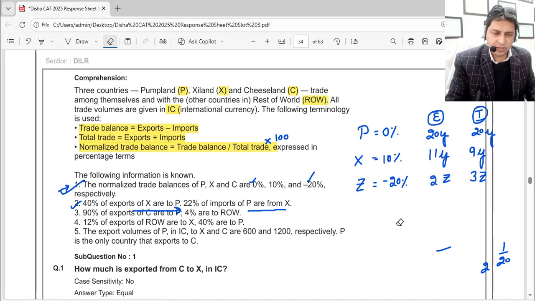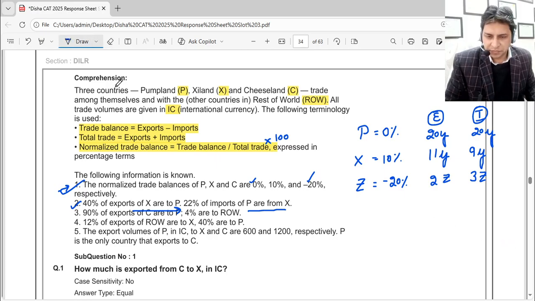The next part of this puzzle says that 90% of exports of C are to P. Now 90% of exports of C, this company, okay, this is not Z, this is C. Let's just change that. Now 90% of exports of C are to P, that means 1.8Z is to P and 4% to ROW. The rest 6% will be to the other country.